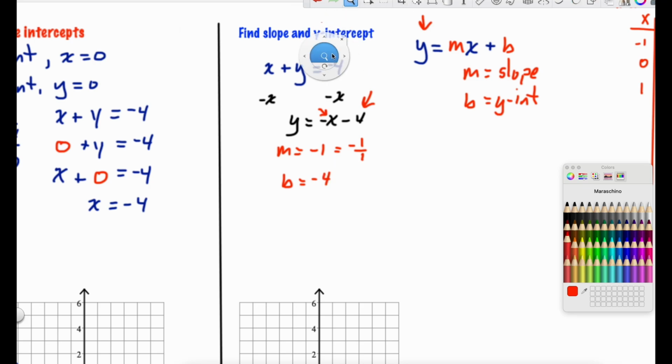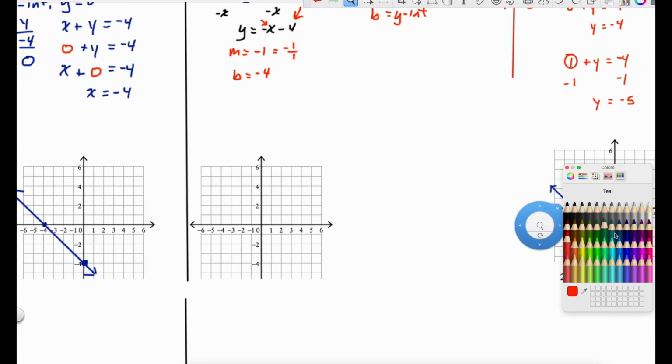So first we plot the y-intercept. And the y-intercept is negative 4. And then we go down 1 over 1. Or we can go up 1 to the left 1. And we draw our line.